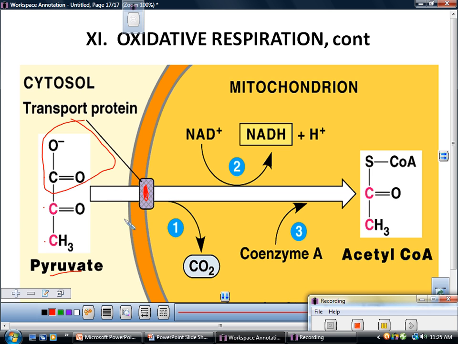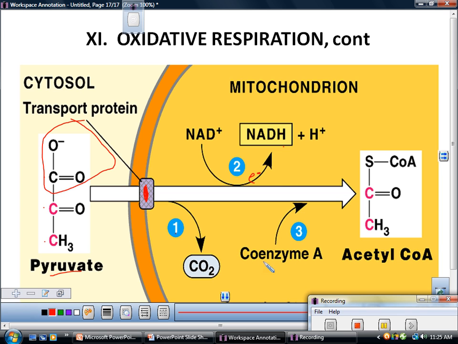Once it gets in, the first thing that's going to happen, number 1, is the carboxyl group is cleaved off. That's where you get this carbon dioxide from. As that's cleaved off, the oxidation of that leaves some electrons that are released and caught by NAD+ to become NADH. So that's the oxidation of that pyruvate once it enters the mitochondria.